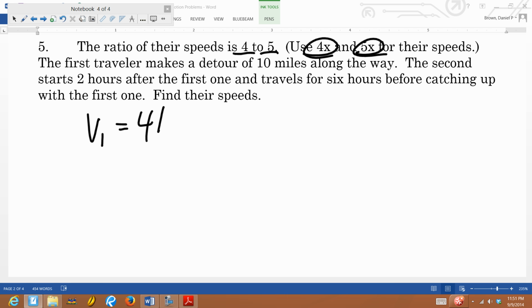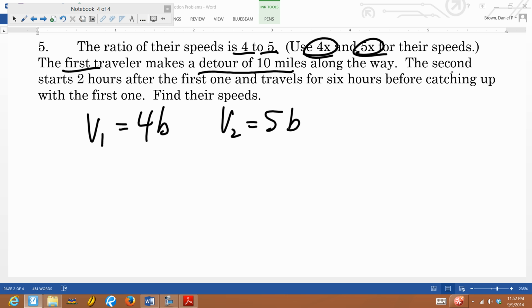I will just call it 4b, and I'll call it 5b rather than x, because I like to use x for position. But these are just variables now. You could call the variable Bob, or 4 pizzas and 5 pizzas, or any variable you please. We also are told that the first one, that's v1, makes a detour of 10 miles. So when we get a distance, we have to add in 10 to that distance, because it's going to go 10 miles further.